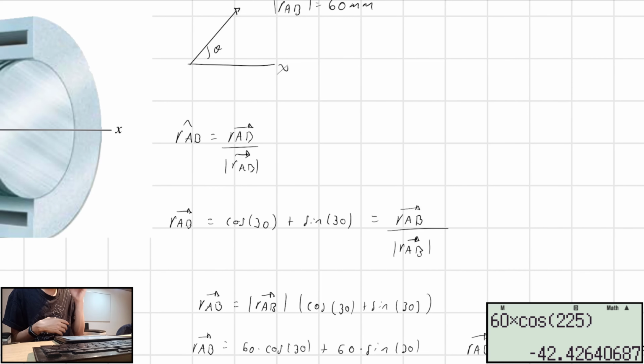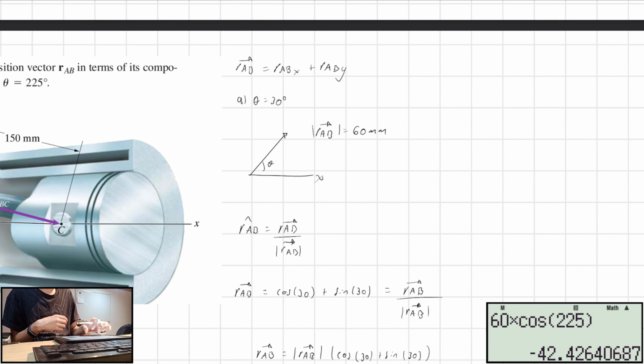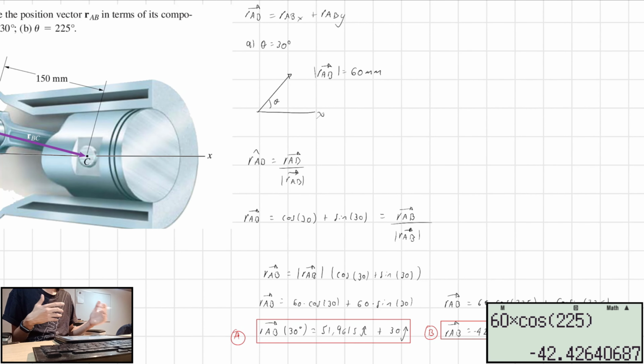All right, so that is pretty much it. I think this is a pretty simple exercise if you have the terminology assimilated. So that would be all, guys. This is how you can solve this exercise.